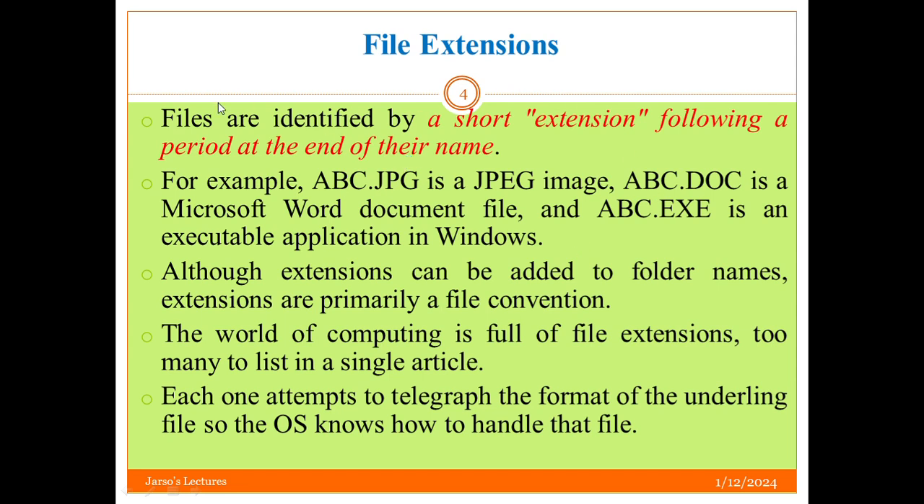Look, files are identified by a short extension. Look here, for example, abc.jpg. Now abc is the file name, jpg is the file extension. A file that has this extension is what we call an image. abc.doc. abc is the file name. Now if it has this .doc file extension, this file is what? A document file. Look, for example, abc.exe. This is now a program file or executable application. So a file is identified by its name and its file extension.